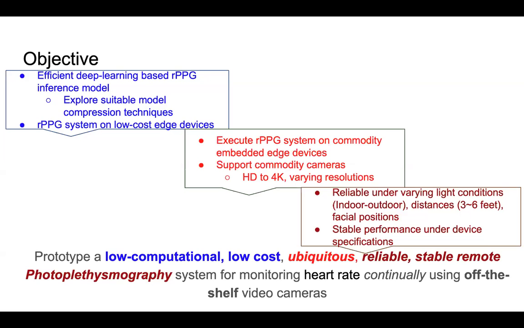First, we have included an efficient deep learning based rPPG inference model, where we have implemented suitable model compression techniques. Secondly, we have executed our rPPG system on commodity embedded edge devices. And at last, we have tested our system under varying light conditions and different facial distances, and through which we have measured the stable performance under various device specifications.